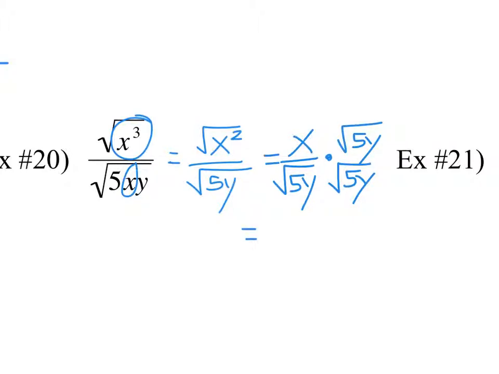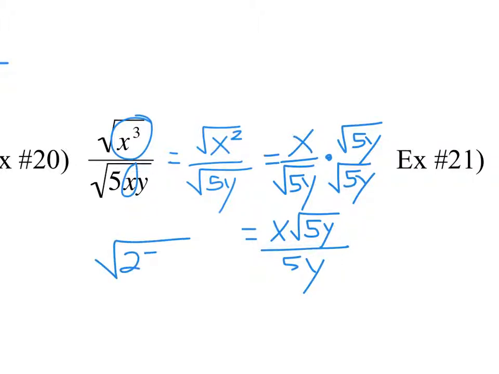Okay, so what I get up top is x times rad 5y, which is just going to be x rad 5y. On the bottom, I get rad 5y times rad 5y, which is what? It's just 5y. If you don't know that, you can multiply them together and get 25y squared, but when you take the square root of that, it's just 5y. And that would be your simplified answer.